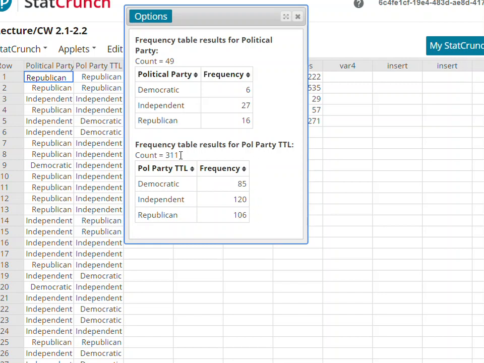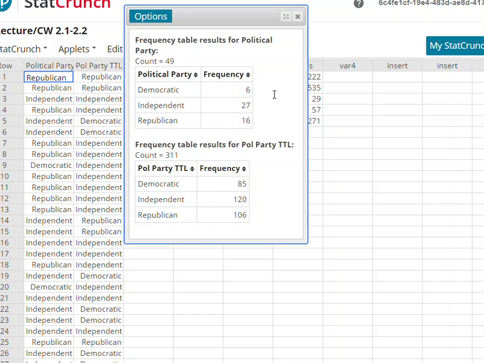Well, that would make sense. There were 311 people who in total have taken the survey versus the 49 people who've taken it this semester. But what if I wanted to compare one semester to the total? So maybe I want to know, have I had more people claiming to be Democratic this semester than what I normally see over all of my semesters?